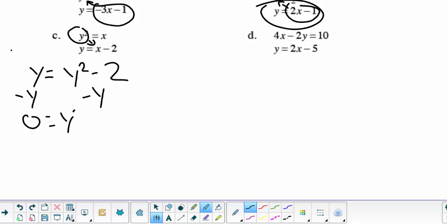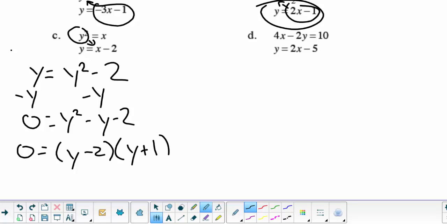0 equals y squared minus y minus 2. So we need two numbers that multiply together to give us negative 2, but add to be negative 1. So that'd be a negative 2 and a positive 1. So we'd say what value makes this 0? We could set it equal to 0 and solve it, but hopefully you see that it would be a 2. And what value makes that one 0? Negative 1. So we have two y values here.